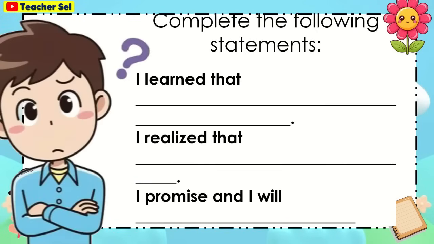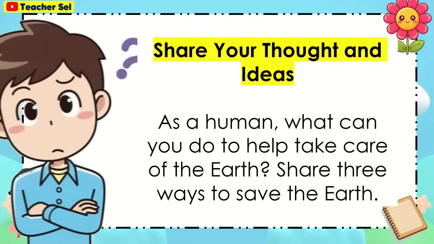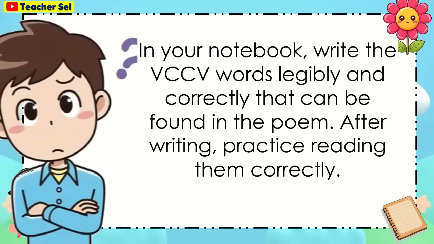Complete the following statements. I learned that, I realized that, I promise, and I will blank. Share your thoughts and ideas. As a human, what can you do to help take care of the earth? Share 3 ways to save the earth. In your notebook, write the VCCV words legibly and correctly that can be found in the poem. After writing, practice reading them correctly.